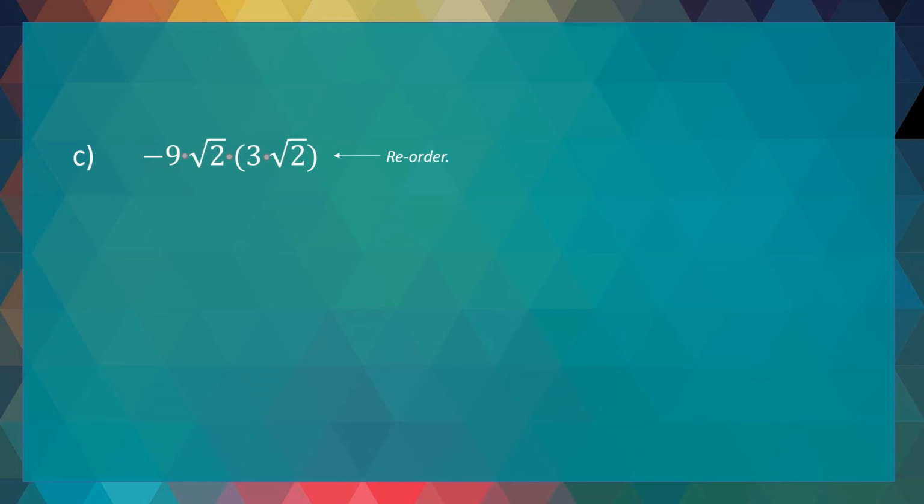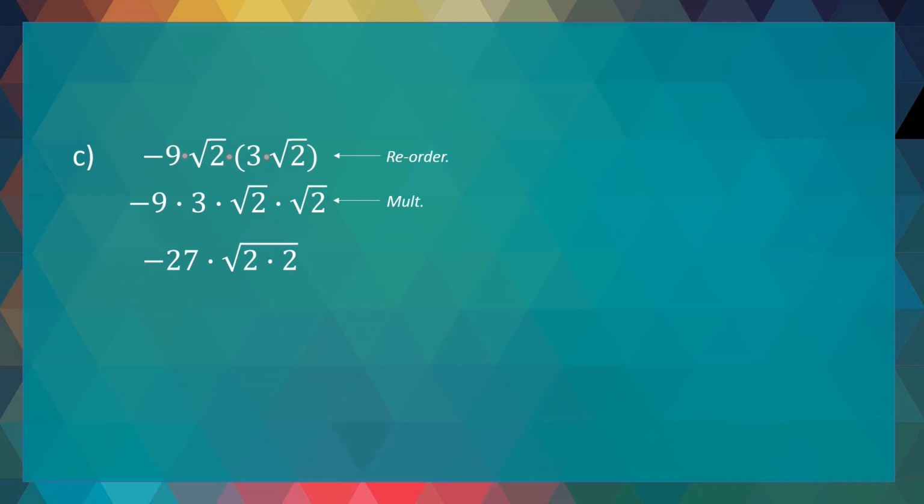We move the values that are not under the radical to the front, which gives us negative 9 times 3. And then at the back end, we have square root 2 times square root 2. From here, we want to multiply the values. Negative 9 times 3 is negative 27. And the square root 2 times square root 2, because they have the same index, can be written under a single radical.